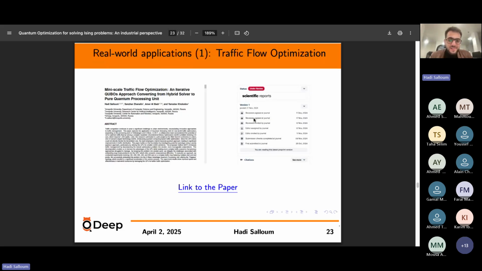Right now, the first real-world application that I will talk about is traffic flow optimization. About traffic flow optimization, like 1 hour ago, Nature reported to us that the paper got accepted. It was a coincidence. We just sent the last version, they wanted some editing, and now the paper is accepted.